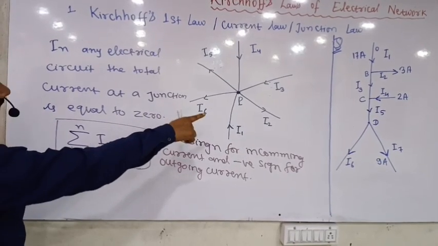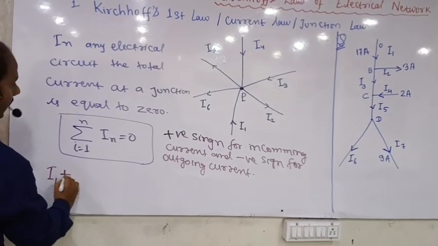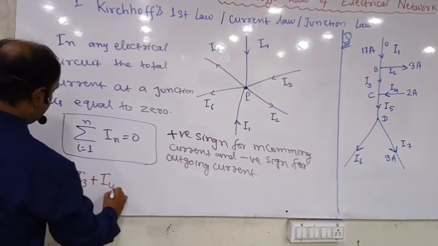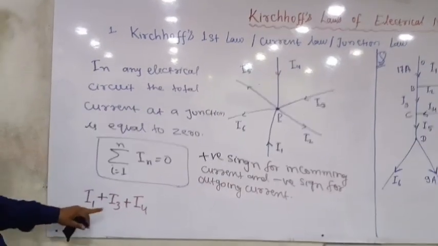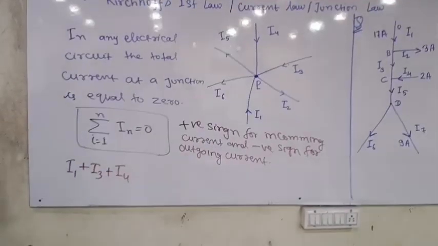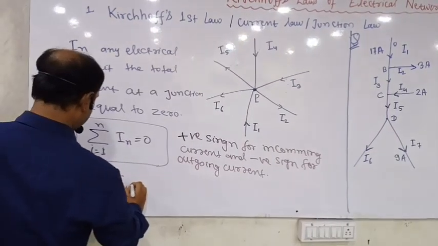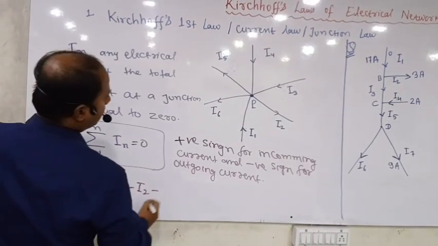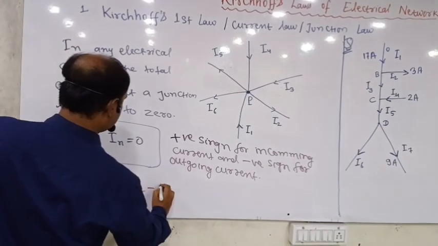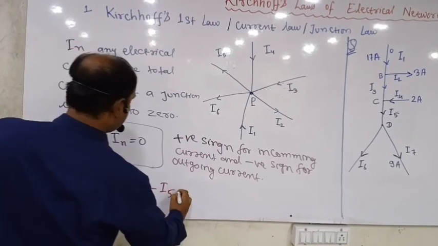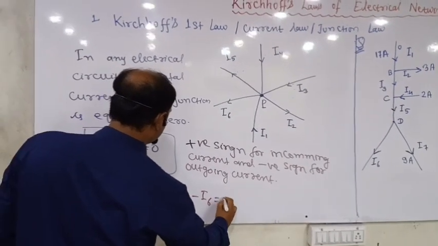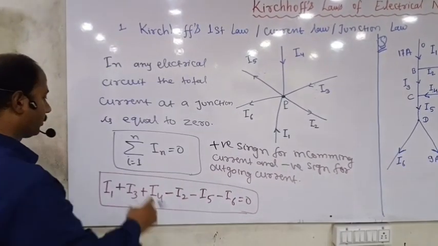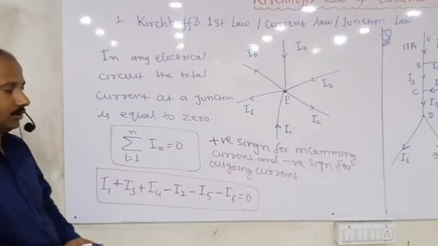So you can see from the given circuit what the incoming currents are here. I1 is incoming current, I3 is incoming current, and I4 is incoming current. We use a positive sign for incoming current. I1, I3 and I4 are incoming, and we take a negative sign for outgoing current. Therefore, minus I2 minus I5 minus I6 equal to 0. So you can see that the total current at a junction is equal to 0.